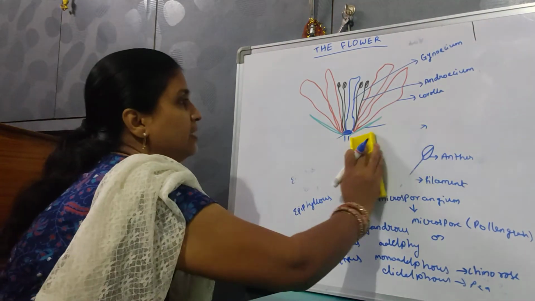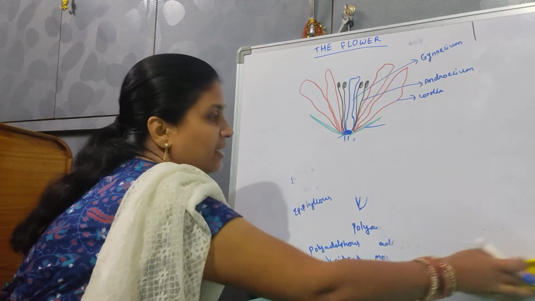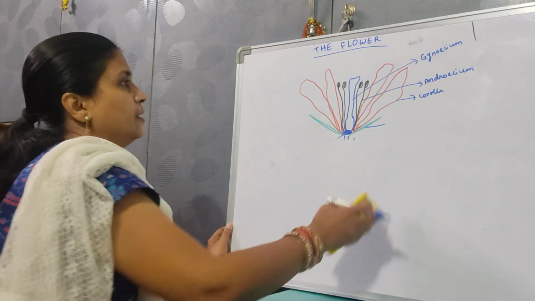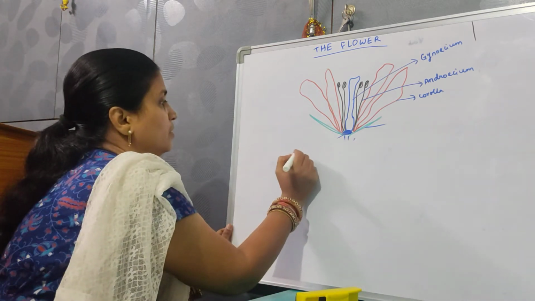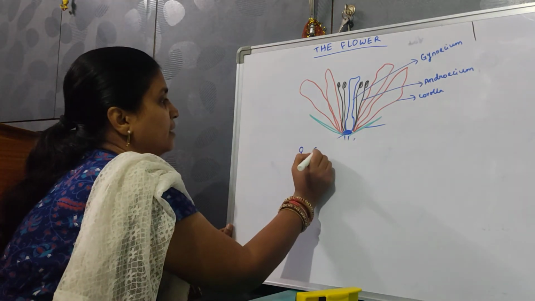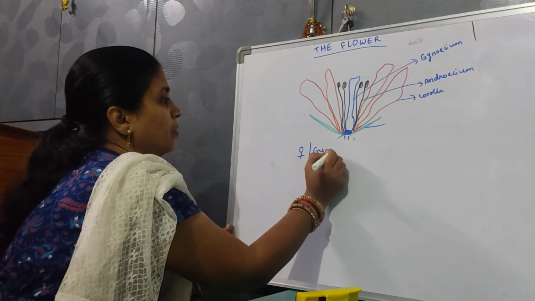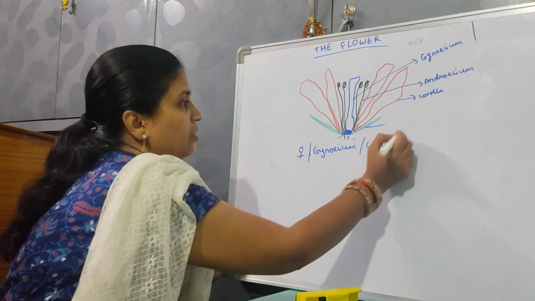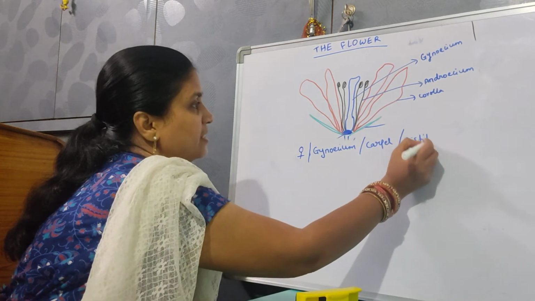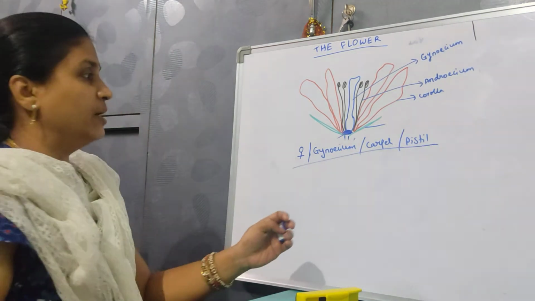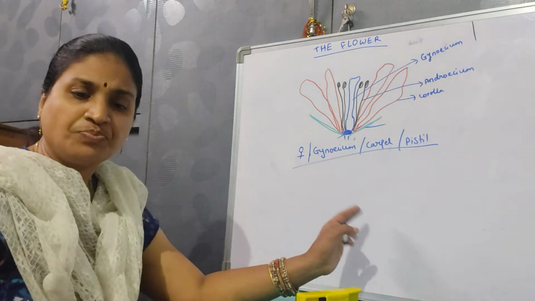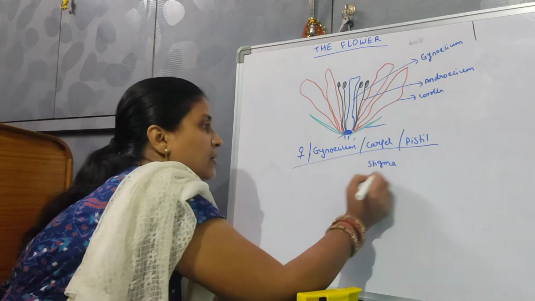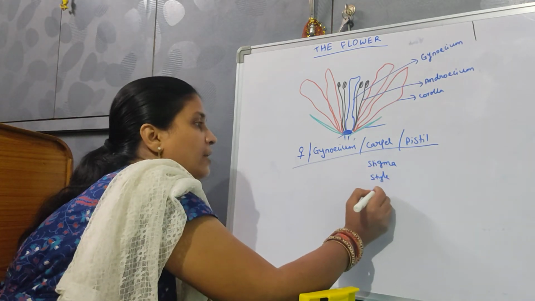Coming on to the female reproductive part, the gynoecium. The female reproductive part, gynoecium, can also be called carpel, or it can also be called pistil. Pistil is the female reproductive part. It can be differentiated into three parts: stigma, style, and ovary.